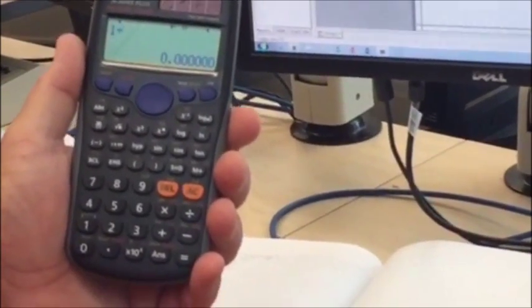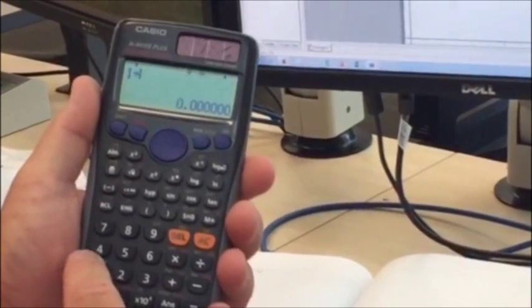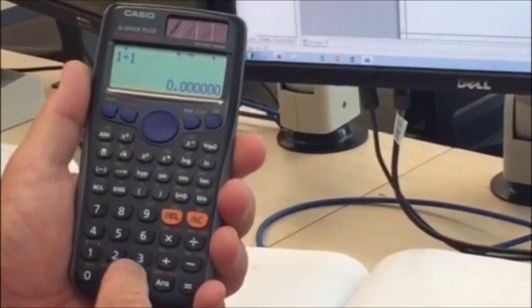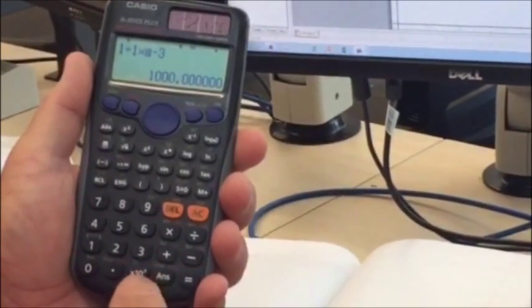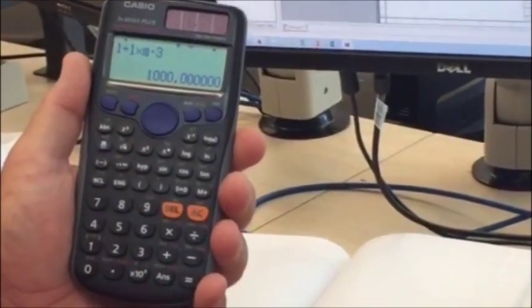Okay, the next thing we're going to be measuring is the frequency. And the formula for that is going to be 1 over 1 millisecond. So it's going to be 1 over 1 times 10 to the negative 3rd power. And that gives us a frequency of 1,000 hertz, which is displayed here on the function generator.